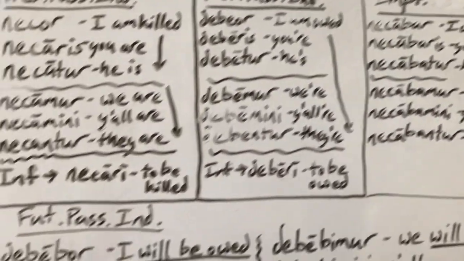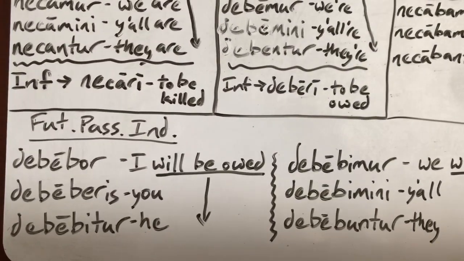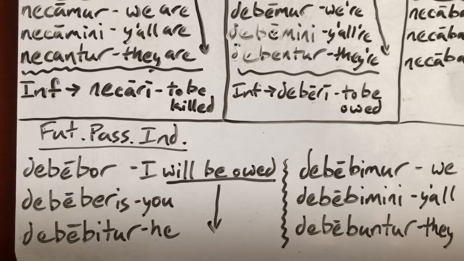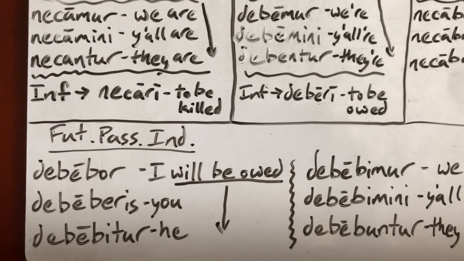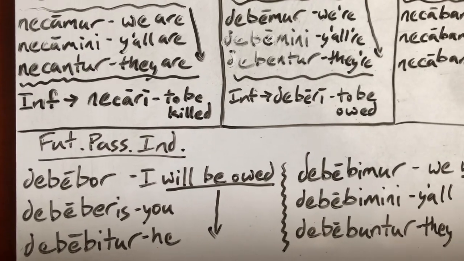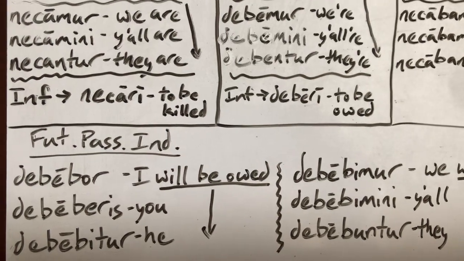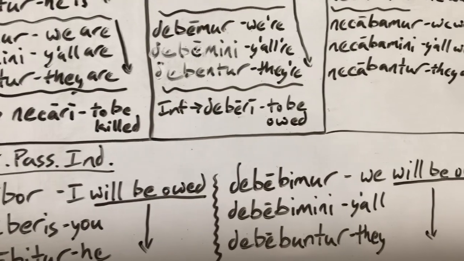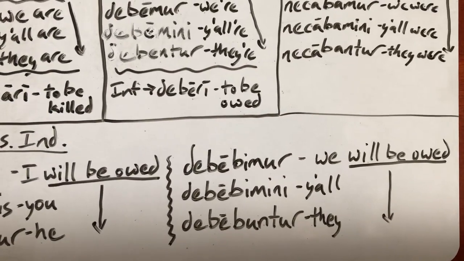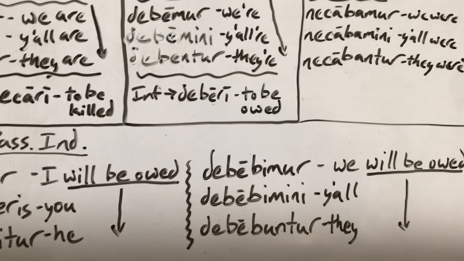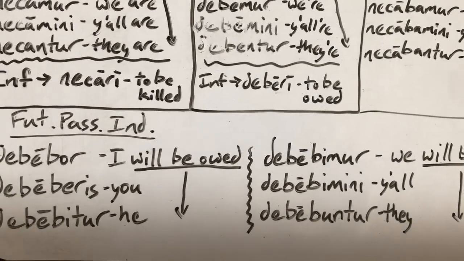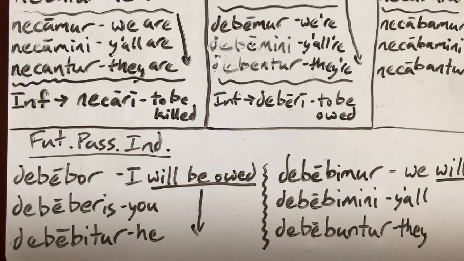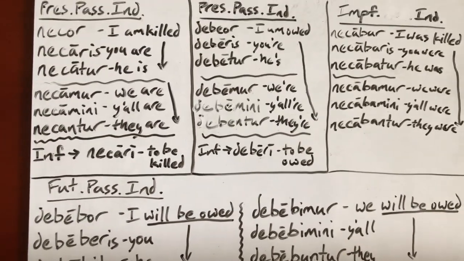Then your last chart will be the future passive, and this will be a second conjugation verb. You take your stem, which in this case is debe, and then you add bor, beris, bitur, bimur, bimini, buntur. I will be owed, you will be owed, he will be owed, we will be owed, y'all will be owed, and they will be owed. Again, no infinitive on that one. There is a future infinitive, but we haven't gotten there yet. So those are your charts, 4 of them.